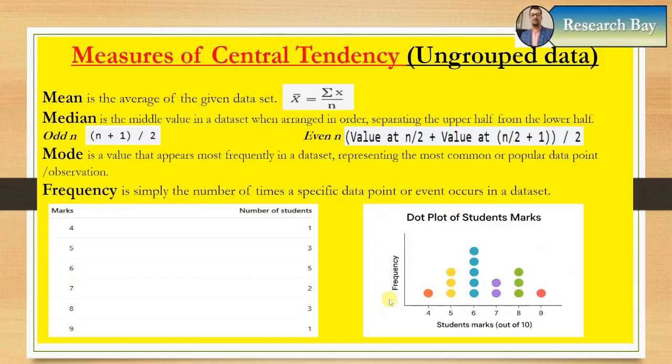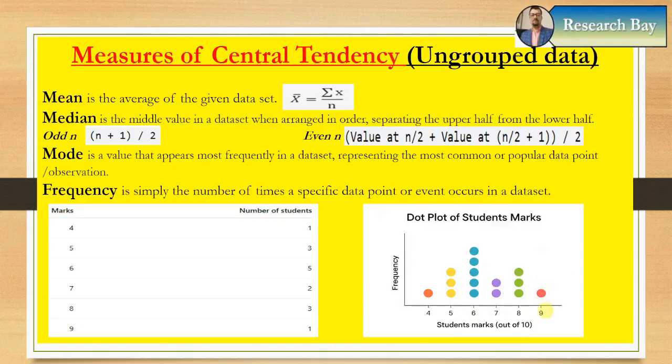Now this is a dot plot of the same table which I have drawn over here. You can see on 4 there is 1 student, on 5 there are 3, on 6 there are 5, on 7 we have 2, on 8 we have 3 students, and on 9 we have 1, right?